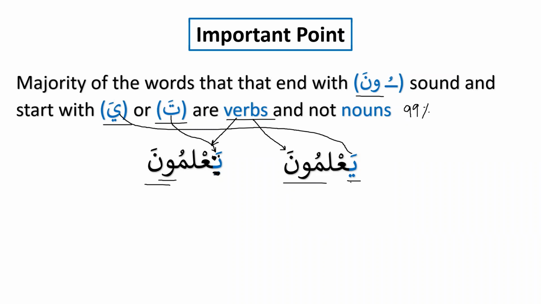But how do we recognize it? We recognize it by ya or ta, and this is the present tense. It's not the past tense. You don't need to worry about that. Whether it is present tense or past tense, the only thing you need to know is whether it is a verb or a noun. Is this clear now? Okay, alhamdulillah.